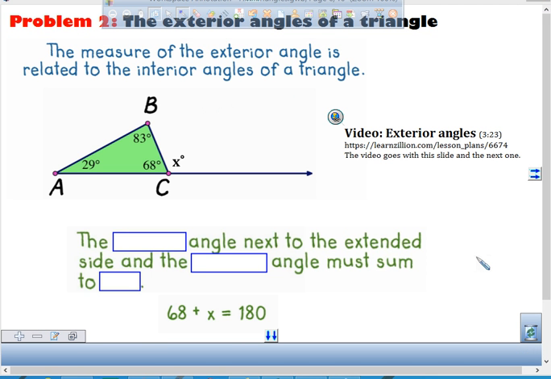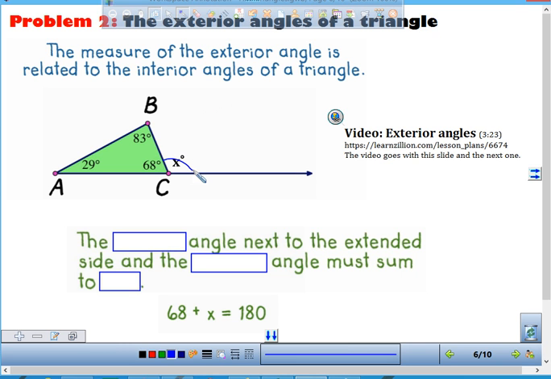It says the measure of an exterior angle is related to the interior angles of a triangle. This should be something that shouldn't be too difficult for us. I want you to find now the measure of angle x. What do you know about 68 degrees and angle x? They're going to be 180. Why are they going to be 180? It makes a straight line. So if it makes a straight line, they add to 180.